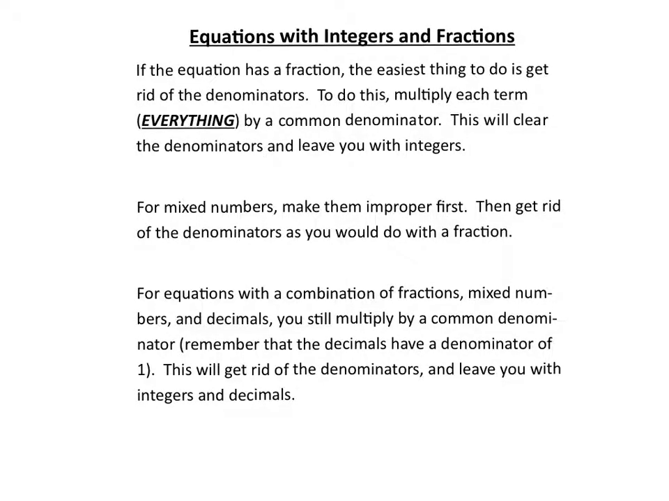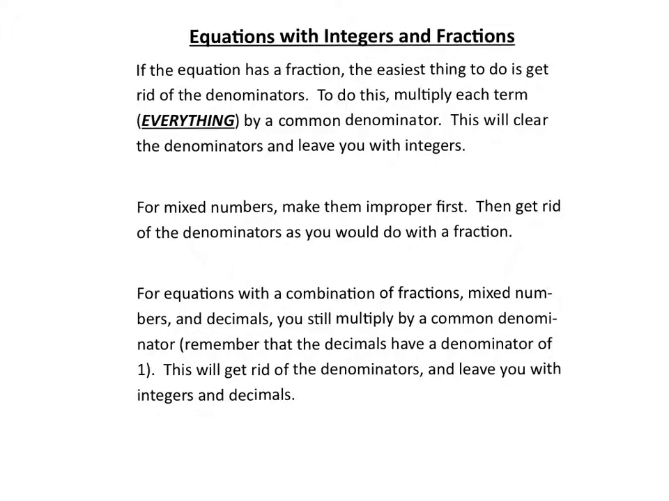Now that we've done equations with integers and decimals, we're now going to look at equations with integers and fractions. The easiest thing to do with fractions is to get rid of the denominators, because when students see fractions, it's kind of like your eyes glaze over and you just want to make it go away and poof, vanish. One way to do this is to get rid of the denominators, and we do this by multiplying everything by the common denominator.